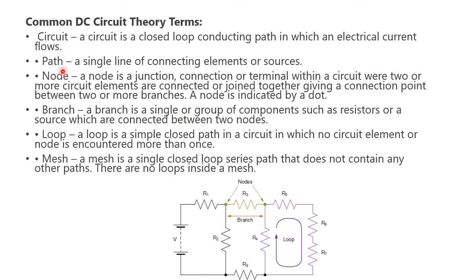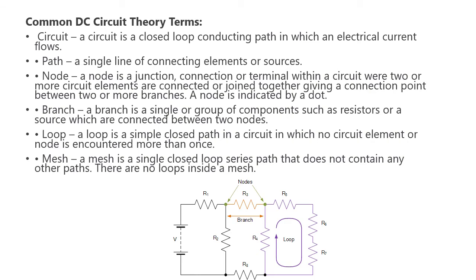The second one is path. Path means a single line of connecting elements or source. Here, for example, we can take so many current paths in this circuit. So here we can consider this one as one path, this one as second path, or this one as third path. There are so many paths we can take in a single circuit.